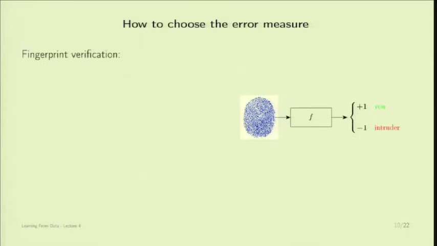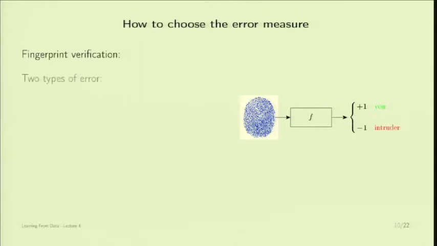I will give you an example to make the point. And my example will be fingerprint verification. So you declare yourself and you want to authenticate yourself. You put your finger and the system will decide whether it's you and return +1, or it's an intruder and return -1. That's what the system does. And we would like to see how to define an error measure in this case.